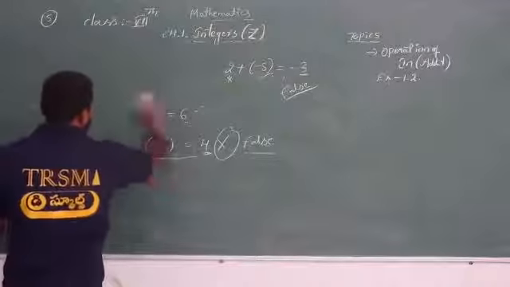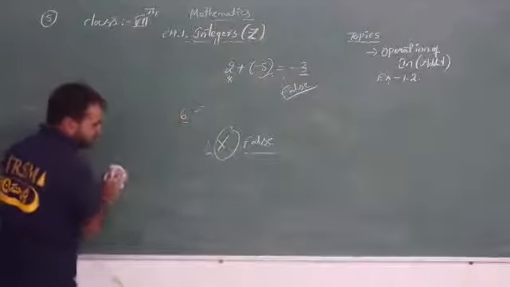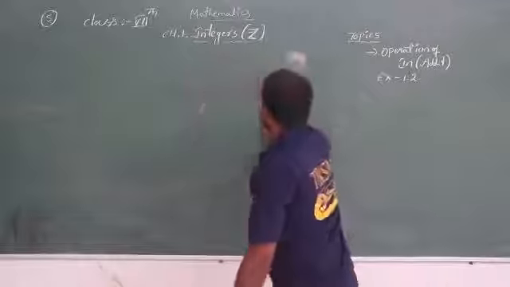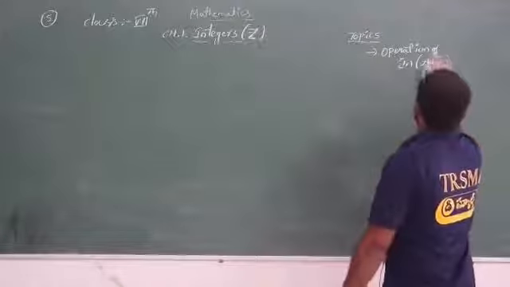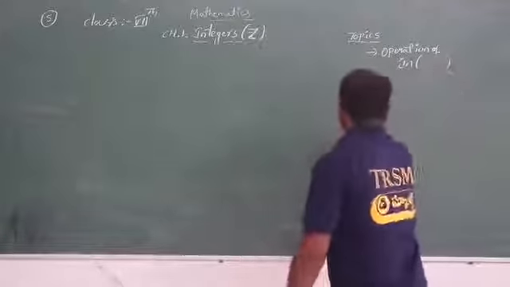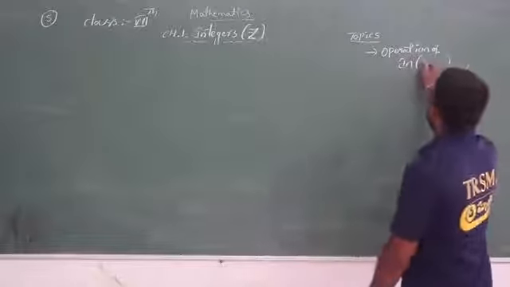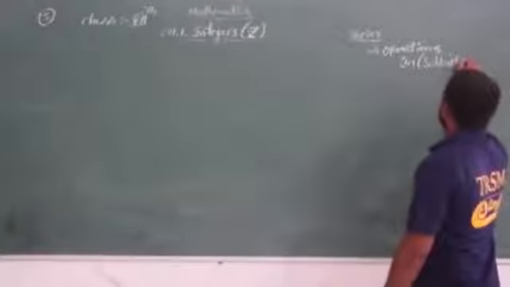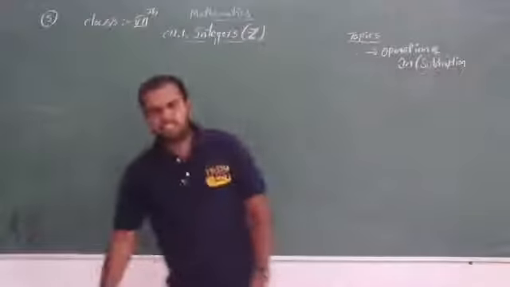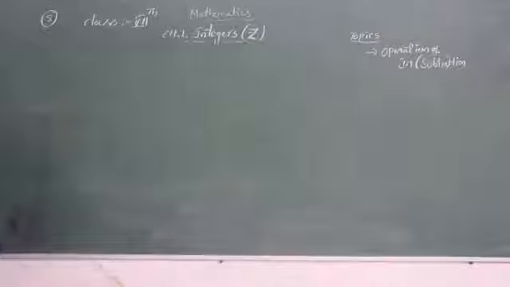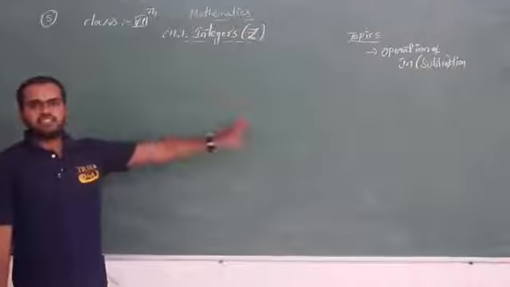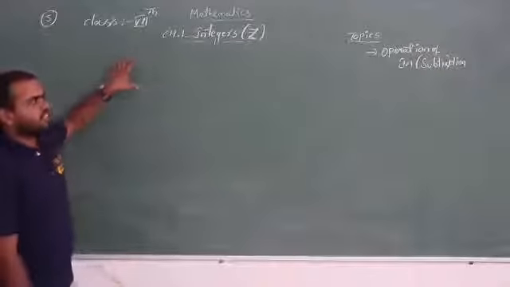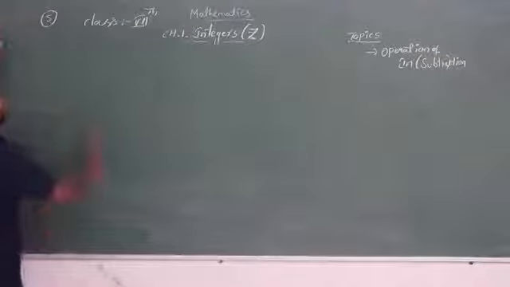So based on subtraction of integers, we have the next exercise, which is exercise 3. What are we going to see about? We are going to see about subtraction of integers. Addition we completed, and we also completed exercise 2 based on addition. So now in the operations of integers we are going to see subtraction.